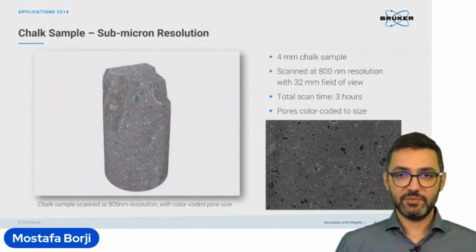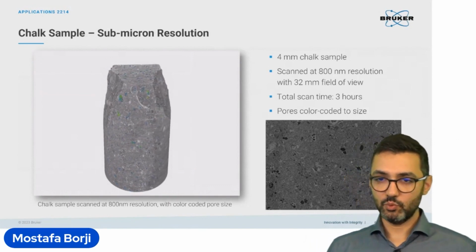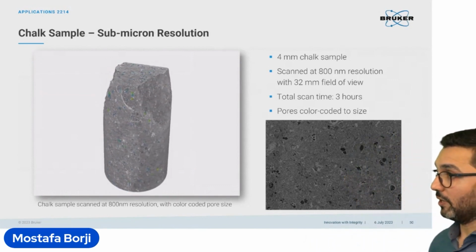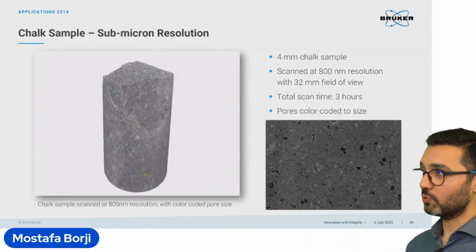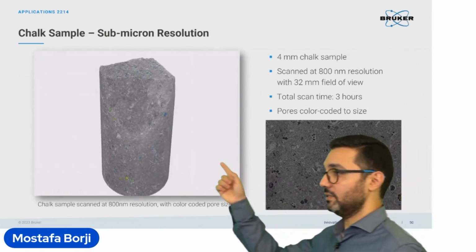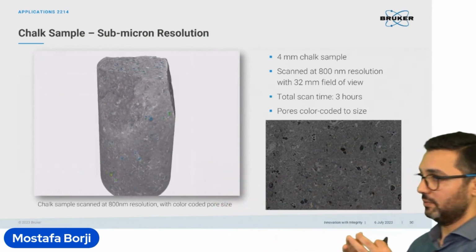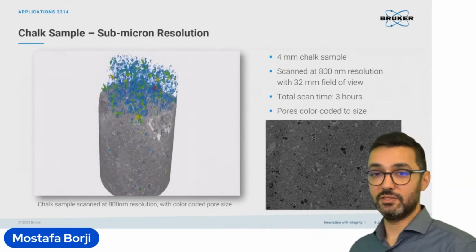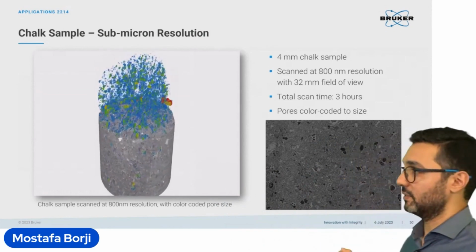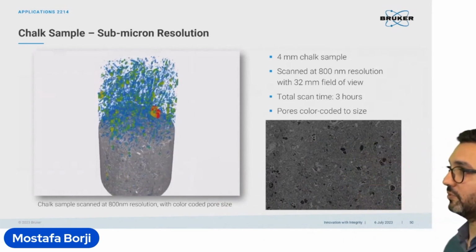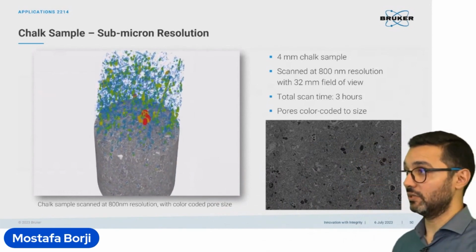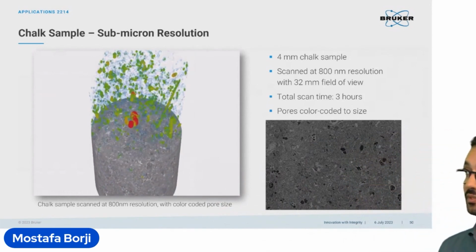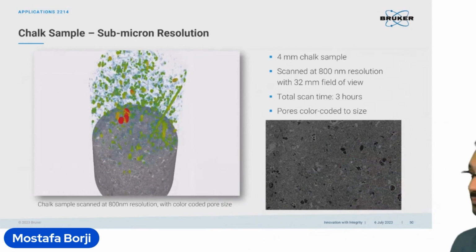Another example, where we can push the resolution higher. Here we have a 4 millimeter chalk sample. Again, the pores are extracted and color-coded based on their sizes. The resolution of this one is 800 nanometers, with a total scan time of 3 hours.